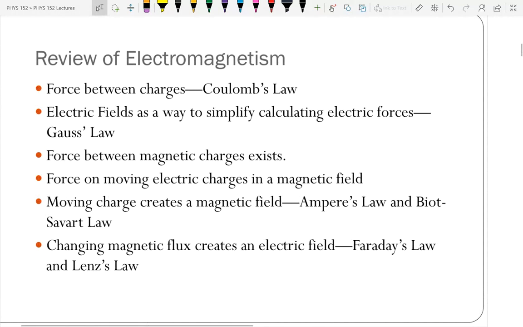So, a review of what we've learned in electromagnetism. We learned, first of all, that there is a force between charges. Very simply, if I have 2 charges and they're both positive, what kind of force do I have between those positive charges?